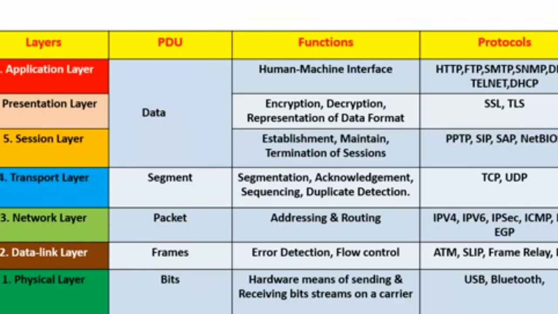With the network layer, the data will be in packets, and the addressing and routing is carried out by the Internet Protocol version 4 and version 6, along with ICMP and IGMP. The second layer will be the data link layer. Here the protocol data unit will be in frames, that is, the error detection mechanism and flow control mechanism will be carried out by this data link layer.